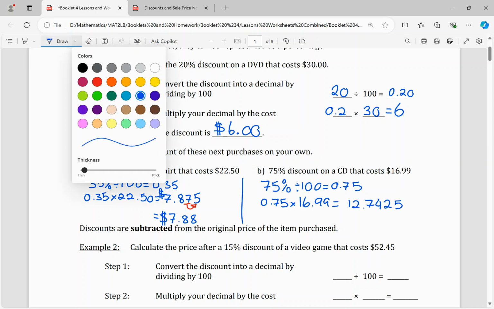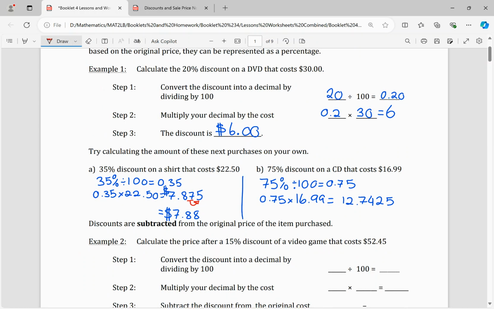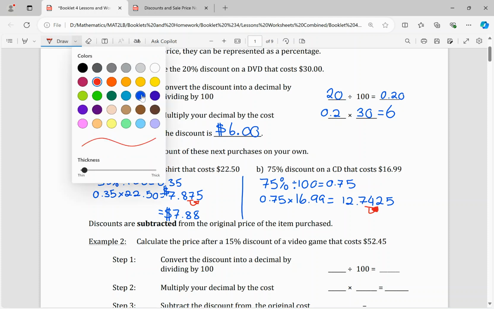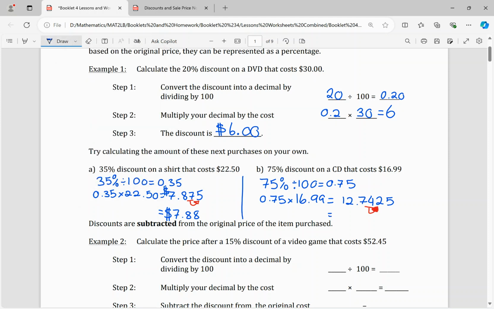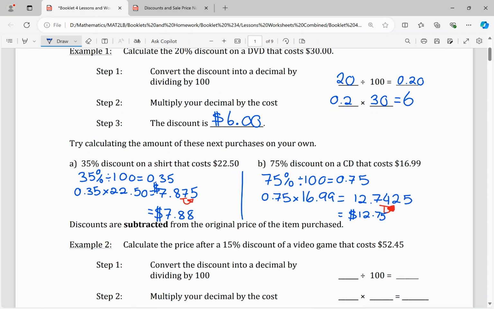Now, you will need to use a calculator for these questions, so make sure that you're practicing with yours and that your answers match mine. Again, since we're dealing with money, we're going to round to the nearest penny, to the nearest cent. So the 4 uses the 2 to round, and that is going to equal $12.75 that we are saving.